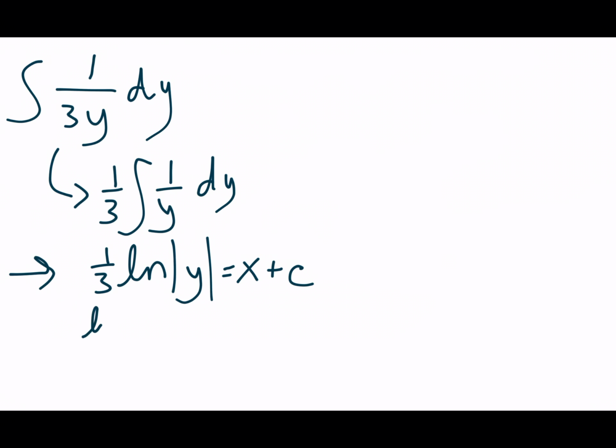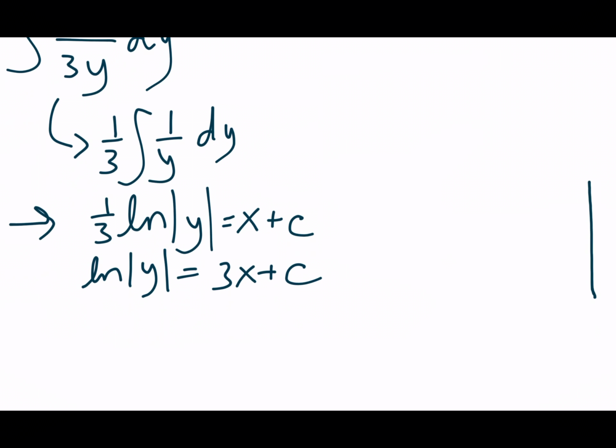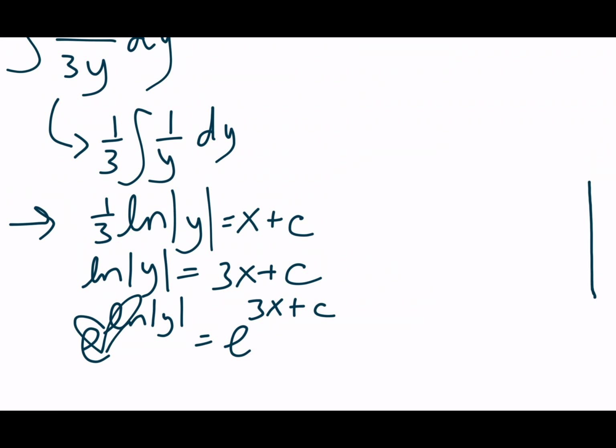And I'm going to have natural log of absolute value of y is equal to 3x plus 3 times a constant, which is still just a new constant. And now I'm at the point where I can e that side. So I'd have e to the natural log of absolute value of y would equal e to the 3x plus c. E and natural log love each other. They can be together now.